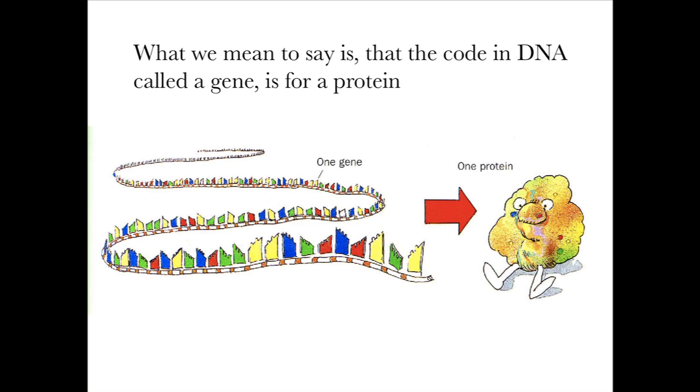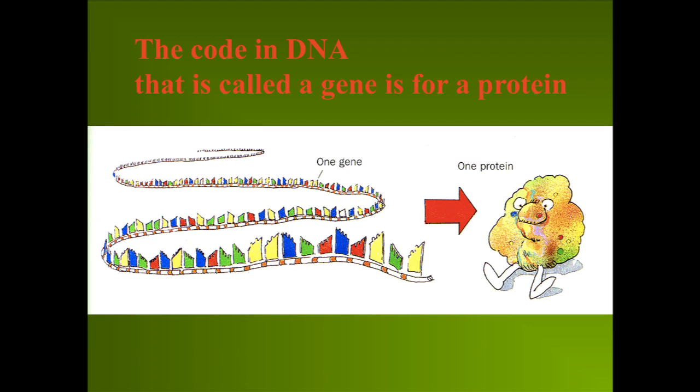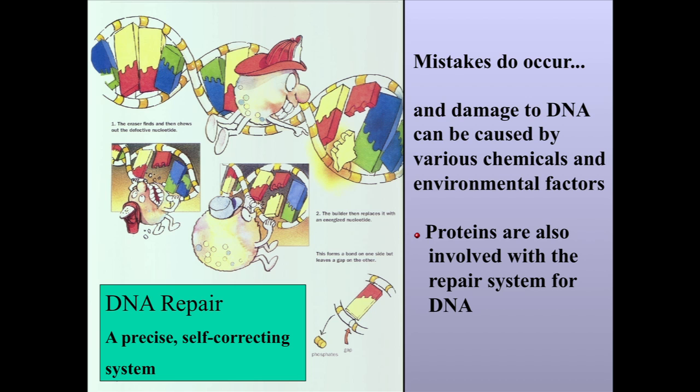So what do we mean when we say that a code in DNA is a gene for a protein? We used to think that one gene codes for a protein. Your 24,457 or so different genes, there are over 100,000 proteins. That means that one gene can code for more than one protein. Things get a little more complex. But mistakes do occur. So what happens when a mistake happens?